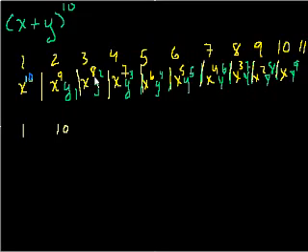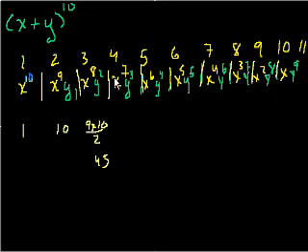The third term's coefficient is going to be the exponent on the x, right? So it's 9, times its coefficient, which is 10. So it's going to be 9 times 10 divided by the term it is. So it's going to be 9 times its coefficient, 10, divided by 2. So what's 9 times 10? That's 90, divided by 2, which is 45.